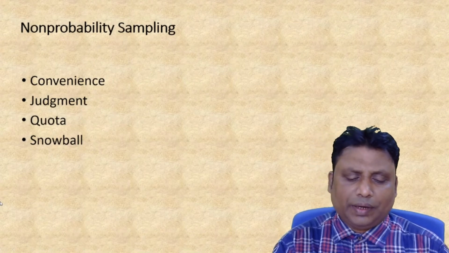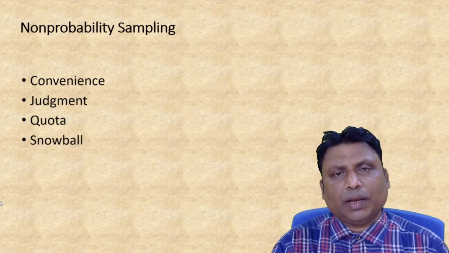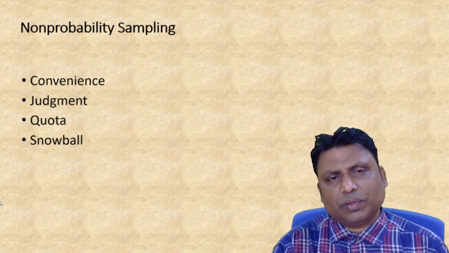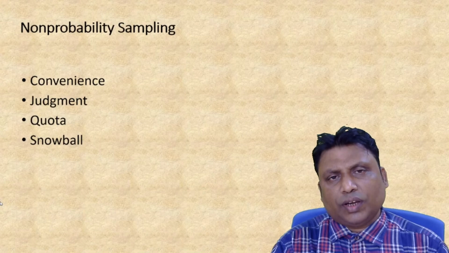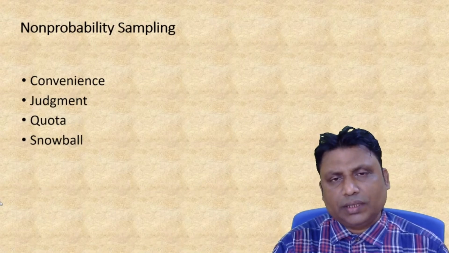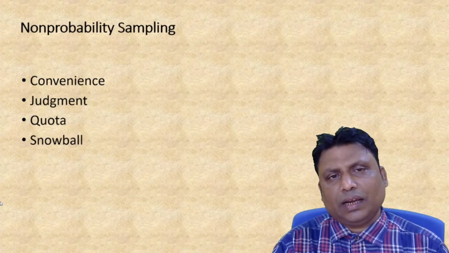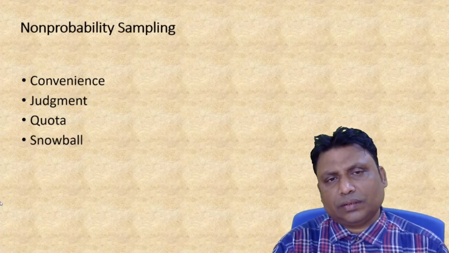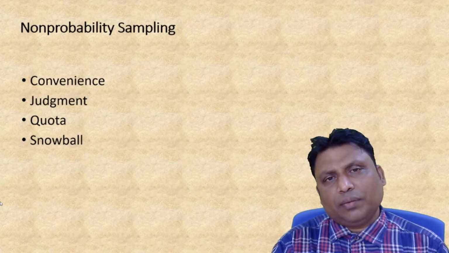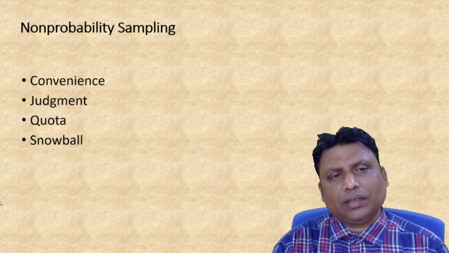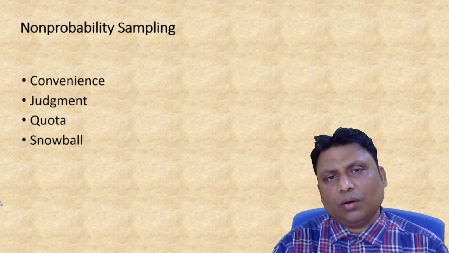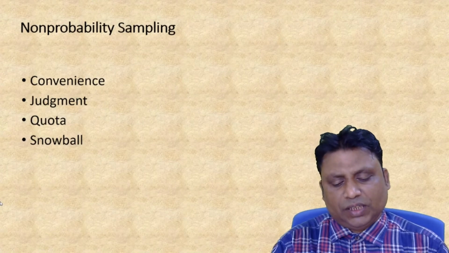When you are going for marketing research or any research method, social research also, we use two types of methods. One is qualitative methods and another is quantitative methods. Generally, in qualitative methods, we use non-probability sampling. How do we use this?